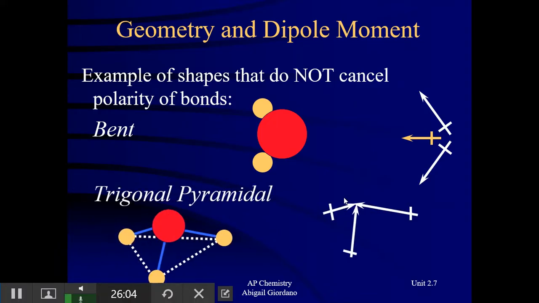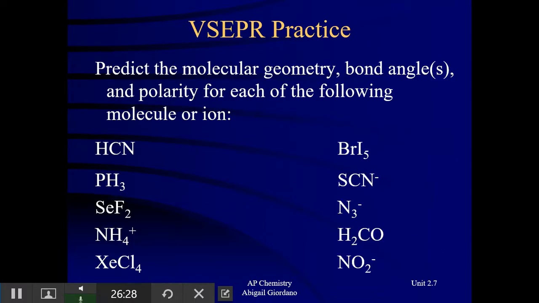Trigonal pyramidal is another example, like ammonia. Nitrogen is on the top, hydrogens are on the bottom. The nitrogen side, because it's the more electronegative element, is going to have a little bit more of a negative charge. The bottom side will be slightly positive.